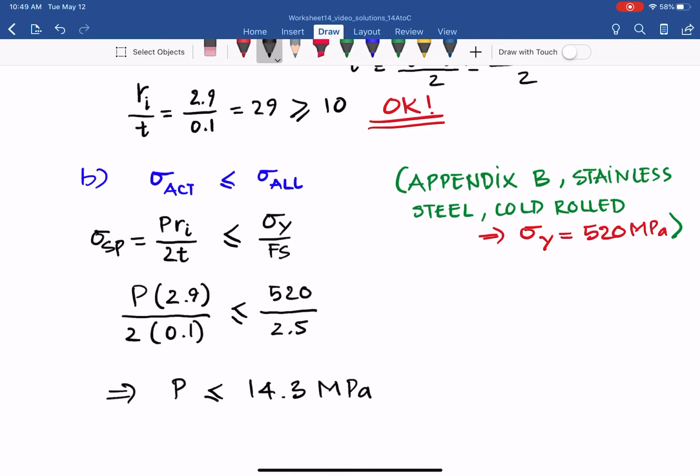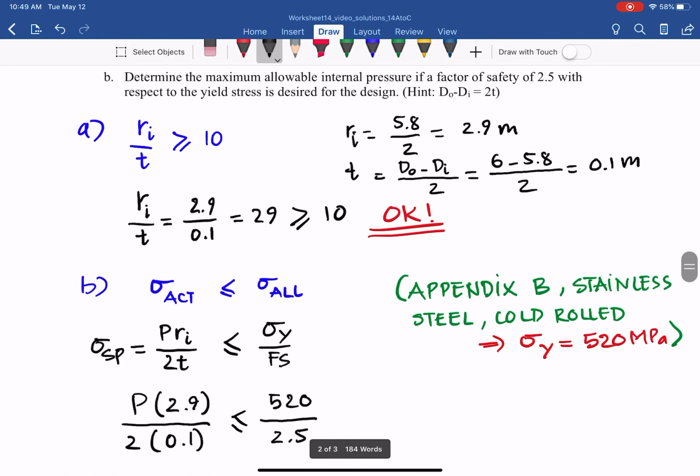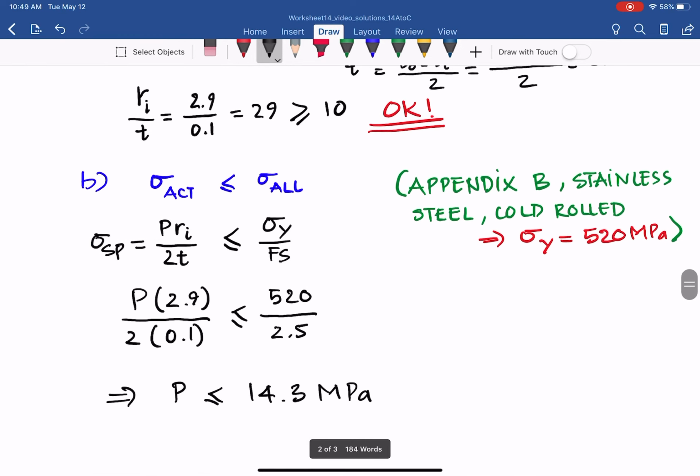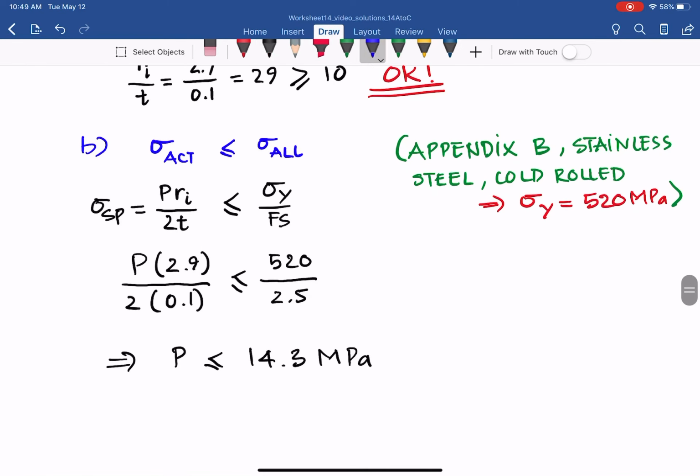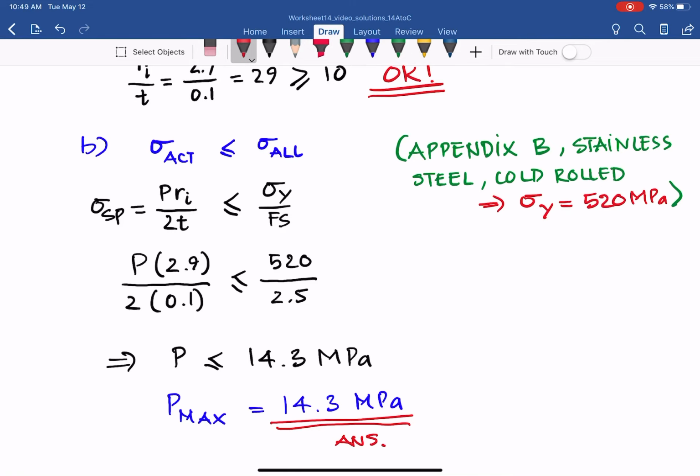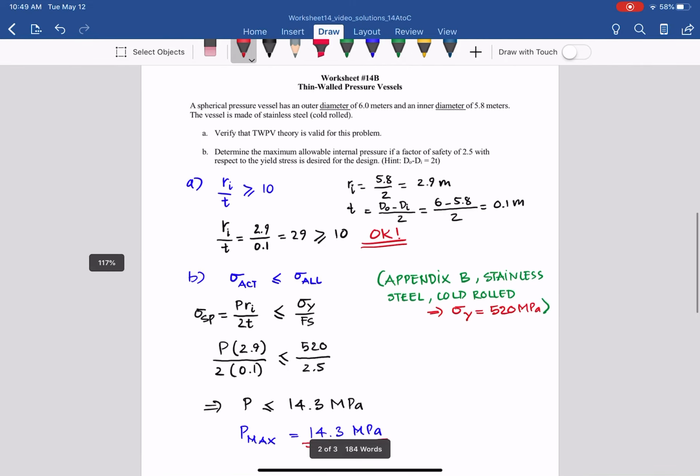So what does that mean? The P max, what is the maximum allowable internal pressure? We can have P max equal to 14.3 megapascal, and that should be the answer. Maximum internal pressure of this sphere, and we have that worksheet 14b done.